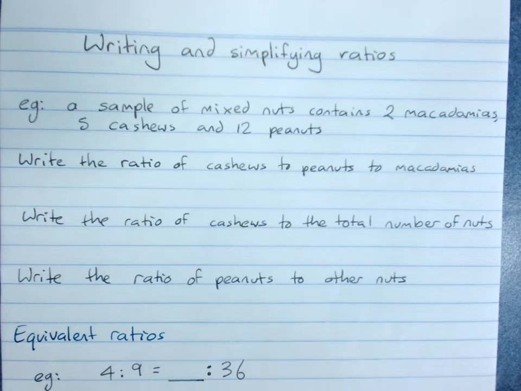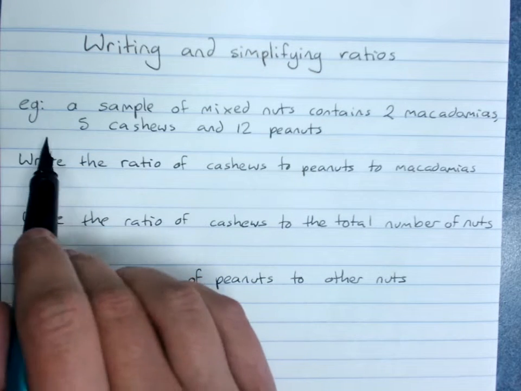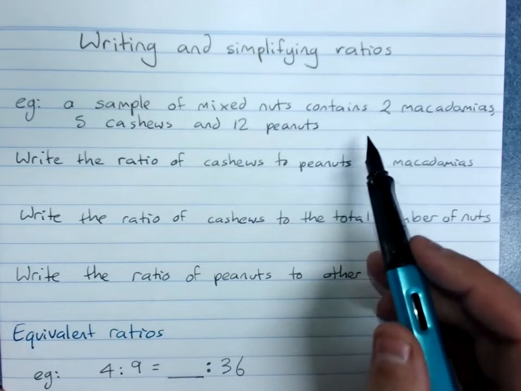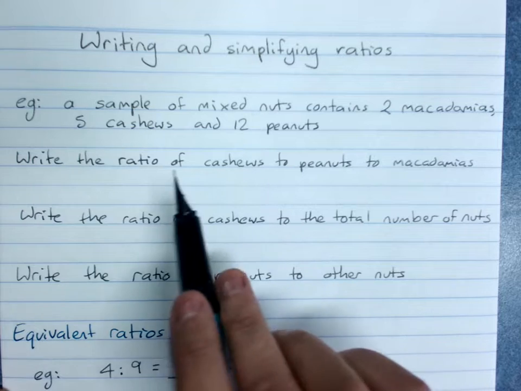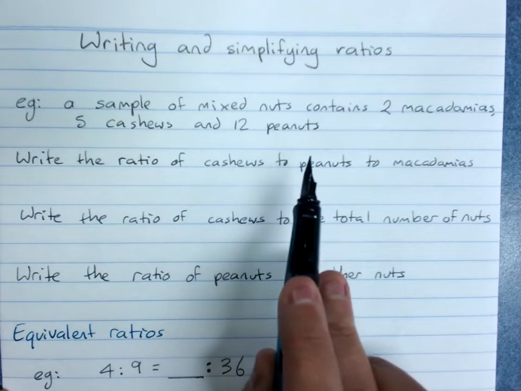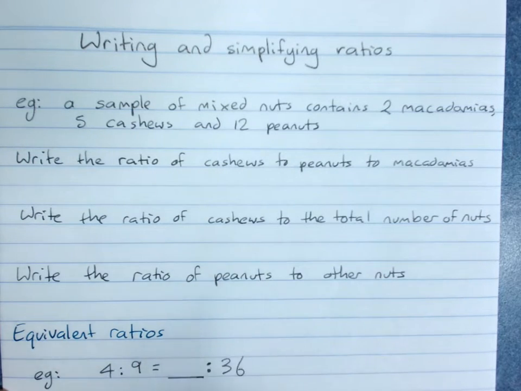And simplifying ratios. So we'll remember that a ratio is a comparison of two or more amounts of the same sort of thing, so the same unit or counting objects. For example, a sample of mixed nuts contains 2 macadamias, 5 cashews and 12 peanuts. Write the ratio of cashews to peanuts to macadamias.